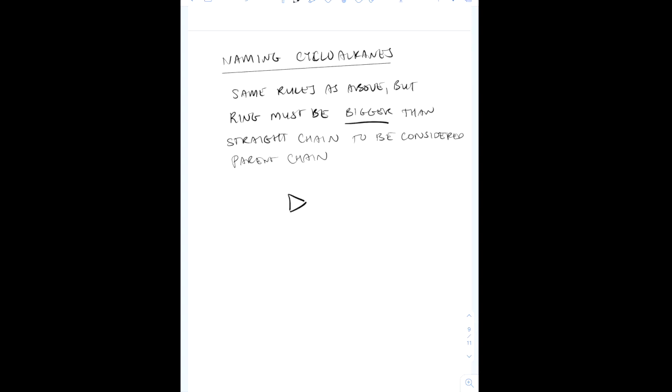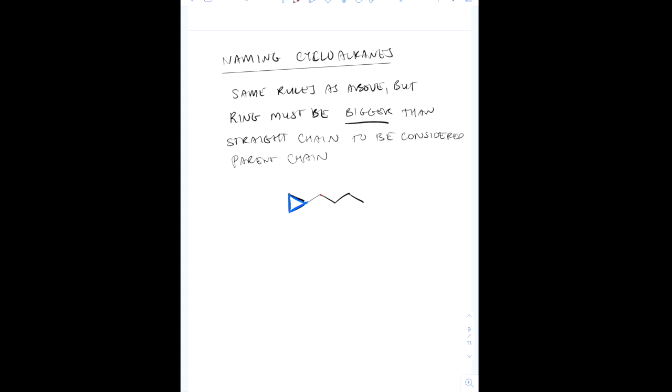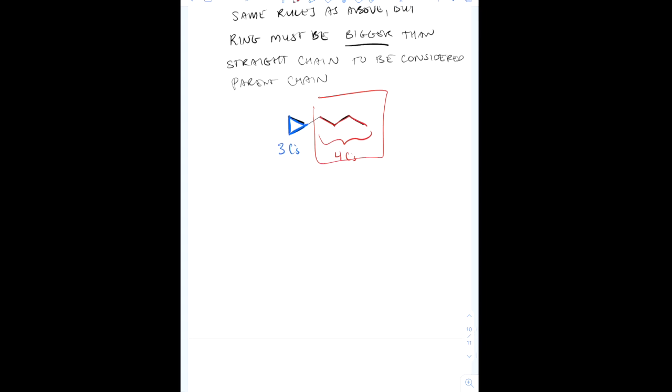Okay, so what I mean by that is, let's say we had this. Okay, well, let's count it out. So this guy right here, this ring, I'm sorry, it's only 3 carbons, but this particular group right here is 1, 2, 3, 4. Okay, so since that is 4 carbons, and this one's only 3 carbons, this one is technically the parent chain. Okay, and so we wouldn't name the cycloalkane as the parent chain.